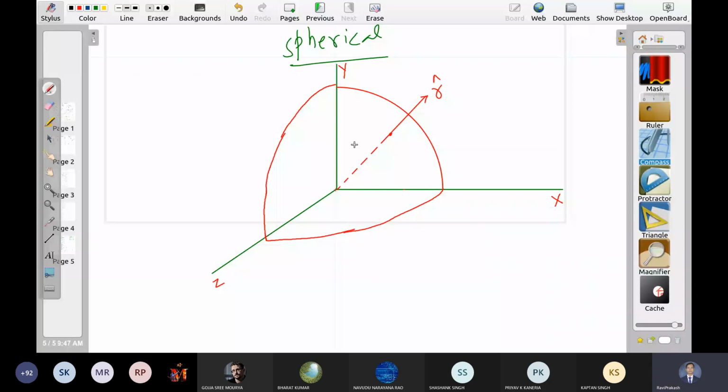Now this line will make some angle. Let me revise the nomenclature. Let me call it the z axis, and this the y axis. Now this point P actually lies on the sphere. This line is making some angle with the z axis, and this angle made from the z axis, we call it theta. Now can you please tell me what is vector theta?